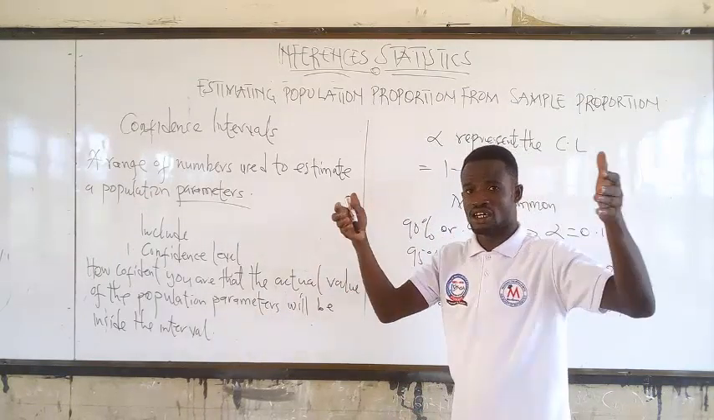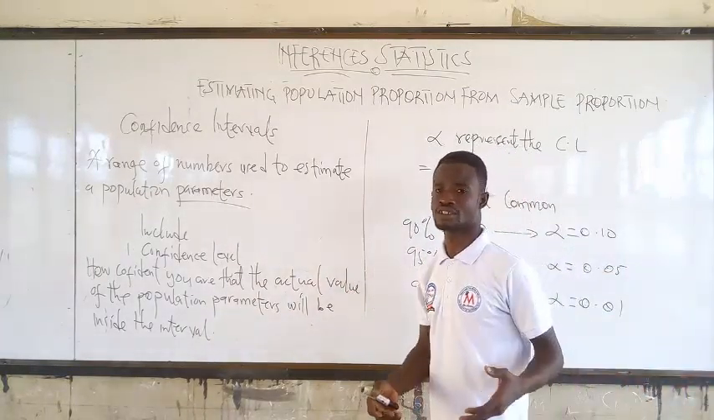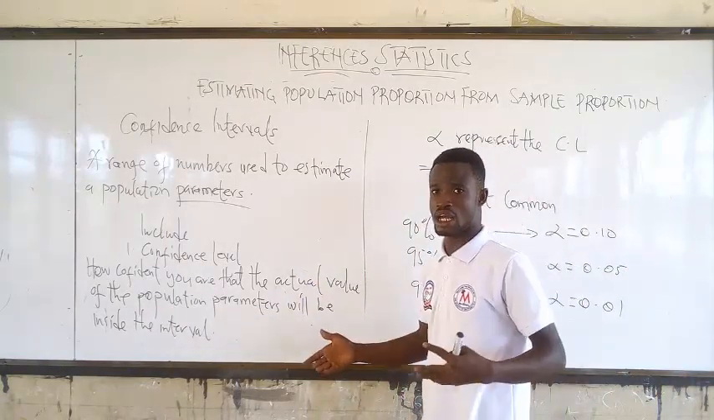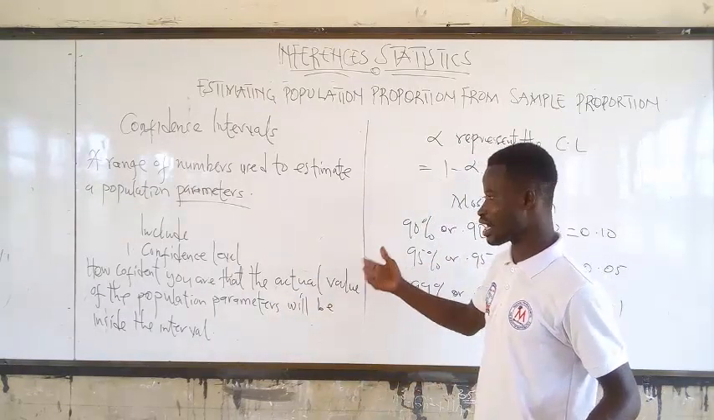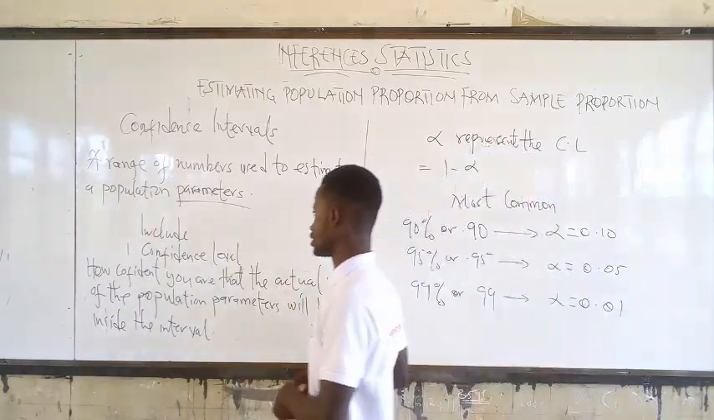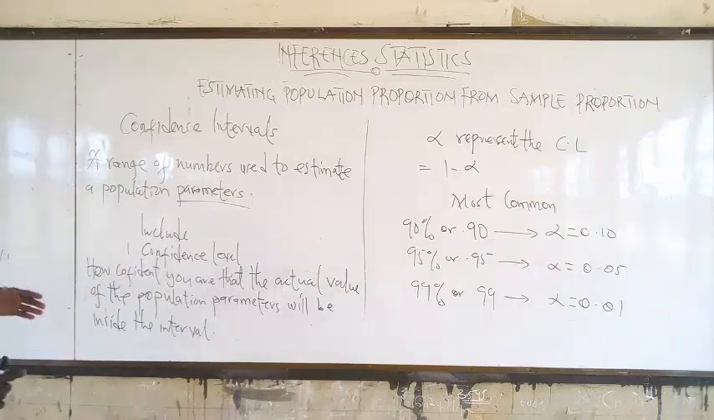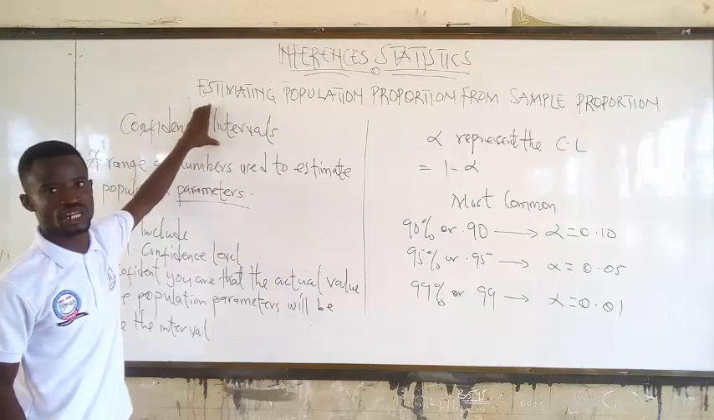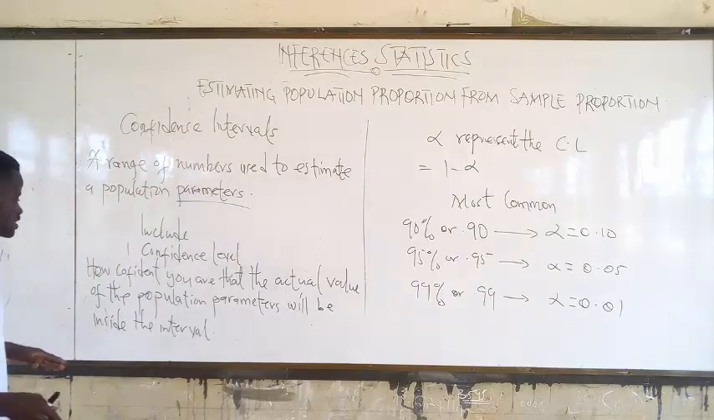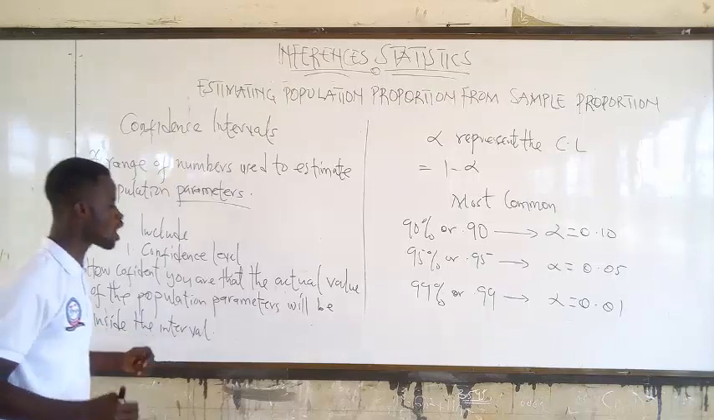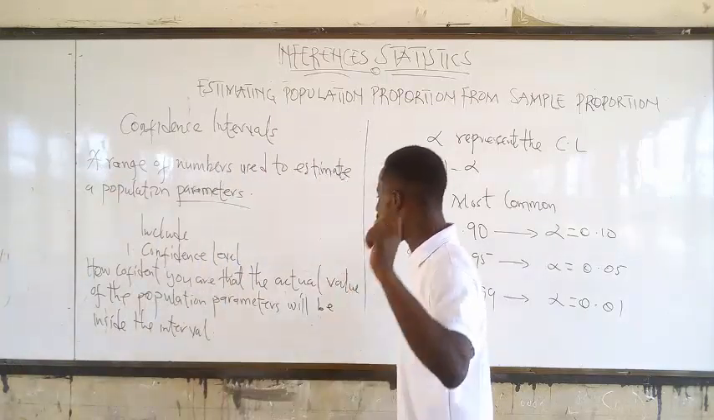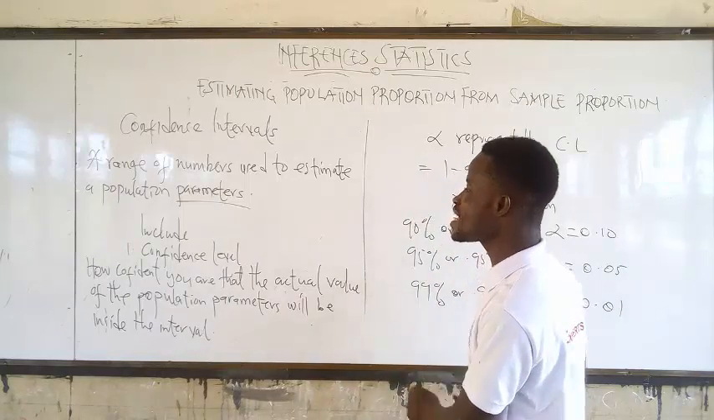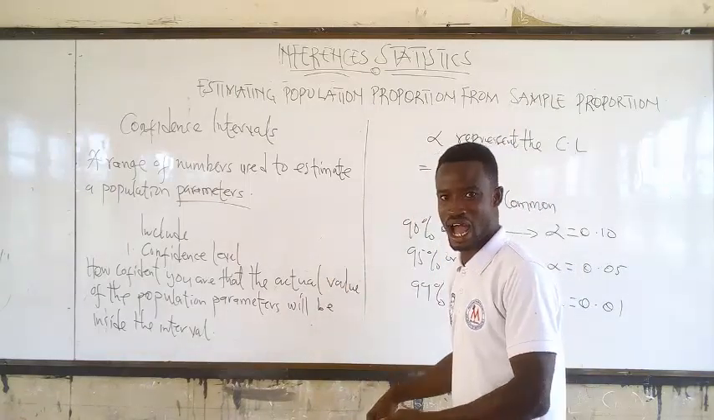Alright, so for the purpose of understanding, let me take you through. You know some of it already, but let me still take you through in order to remind you. Okay? Alright, so the first one is the confidence level. Please, the confidence level is not the same as the confidence interval. So the confidence level is how confident you are that the actual value of the population parameter will be inside the interval.